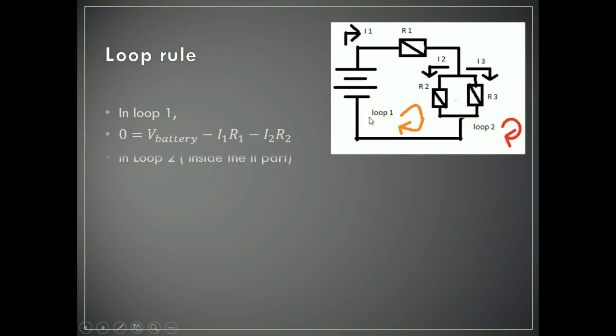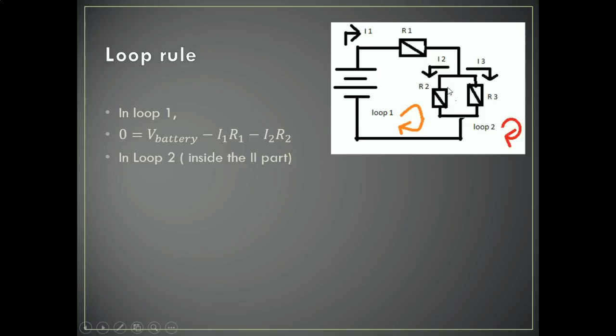Now I'm going to do another loop within this parallel part. So these two lines just mean parallel. And by the way, I just drew rectangles with a slash through it to represent resistors. This is not an official symbol, but I just did it because on Microsoft Paint it's pretty hard to draw a squiggly line, especially when it's so small. So I just drew this rectangle with a slash.